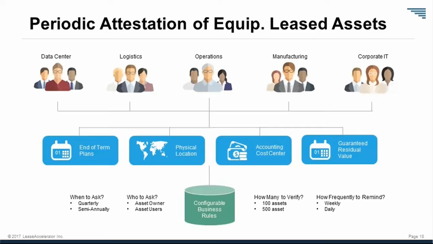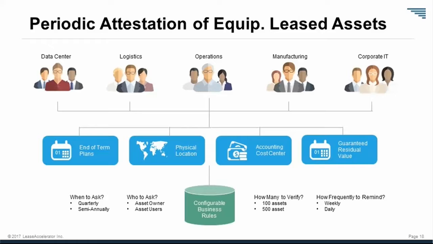So the first slide is more focused on the traditional attestation of equipment lease assets. What are the end of term intentions? What is the location of the equipment? Confirm the accuracy of the existing cost centers. Identify any guaranteed residuals. For cost centers, do you allocate a single asset to multiple cost centers? Does your leasing subledger enable you to account for those multiple allocations?